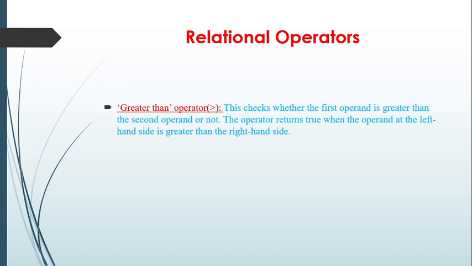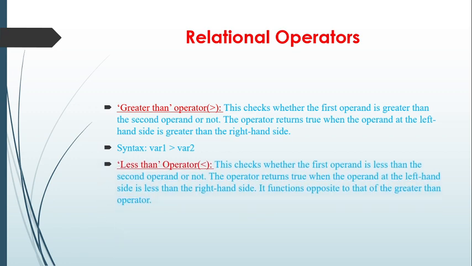Next is the greater than operator. This checks whether the first operand is greater than the second operand or not. The operator returns true when the operand on the left hand side is greater than the right hand side. Syntax is variable 1 greater than variable 2. For example, if variable 1 is equal to 6 and variable 2 is equal to 4, and we consider variable 1 greater than variable 2, then it returns the answer true.